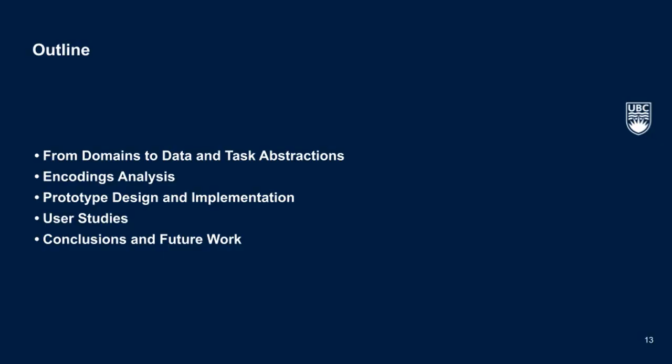We proceed as follows. First, we discuss the data and task abstractions we developed from real-world GDM scenarios. Next, we discuss our evaluation of visual encodings for use in preference inspection and offer preliminary guidelines for GDM support tools. We then discuss the design, implementation, and evaluation of a prototype based on those recommendations.